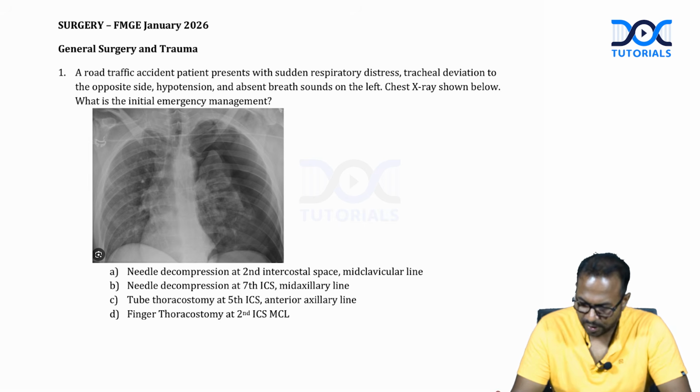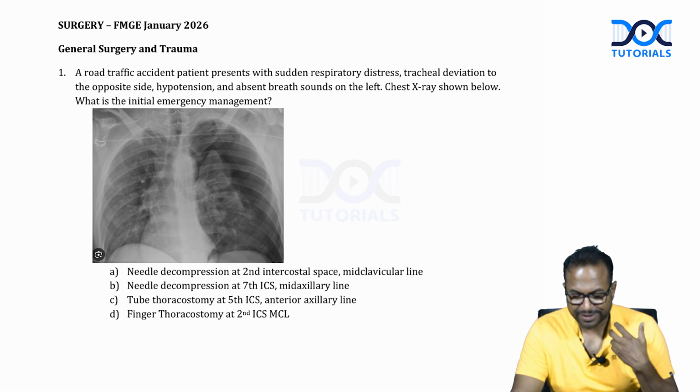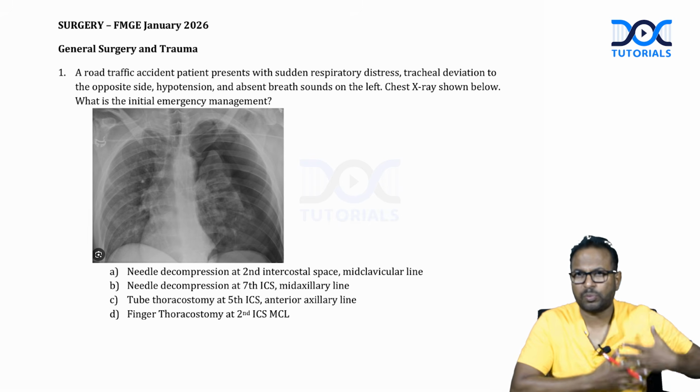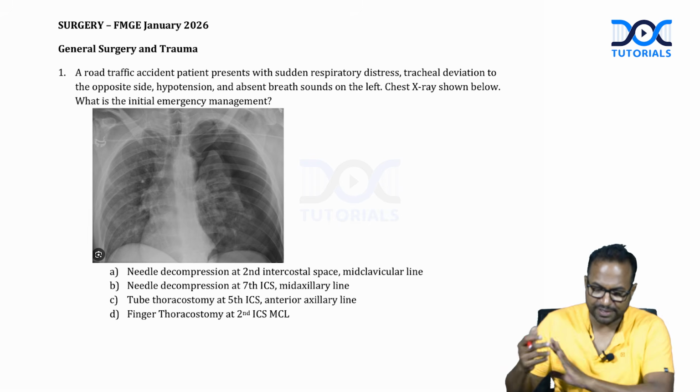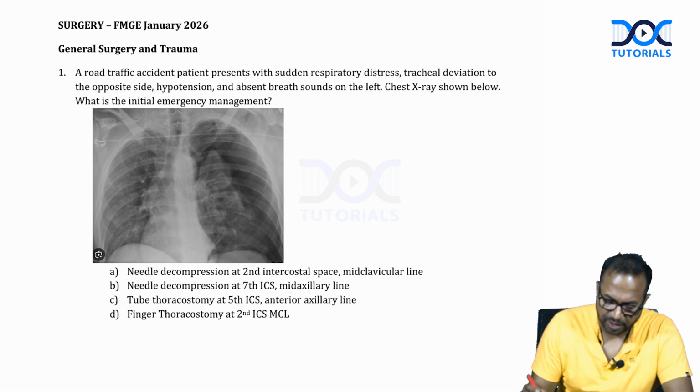The first question is on a road traffic accident. The patient presents with sudden respiratory distress, trachea deviated to the opposite side, hypotension, and absent breath sounds on the left side. There is no breath sound on the left side, and the trachea is deviated to the right side. An X-ray is shown below. What is the initial management of this patient?